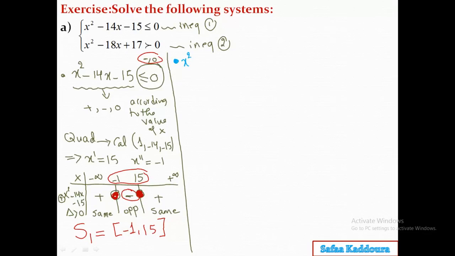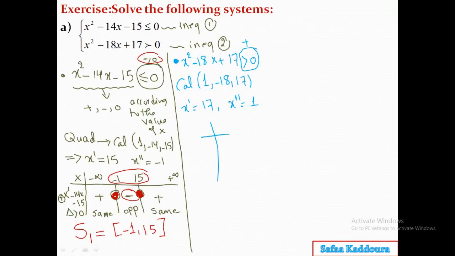It is x squared minus 18x plus 17 greater than 0. Here I want the values of x when it is positive, so I will draw the table of sign. The first step is to solve it by delta or calculator. I will use the calculator and enter a 1, b minus 18 and c 17, and the calculator gives me x prime equals 17, x double prime equals 1.